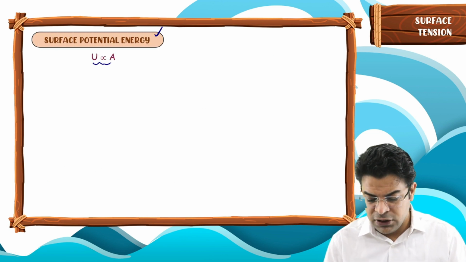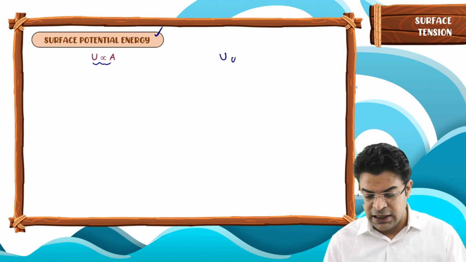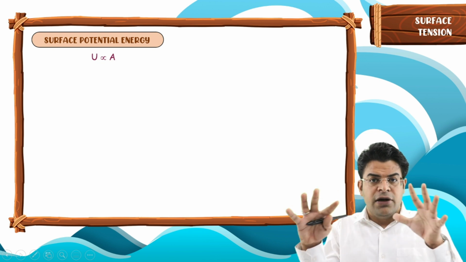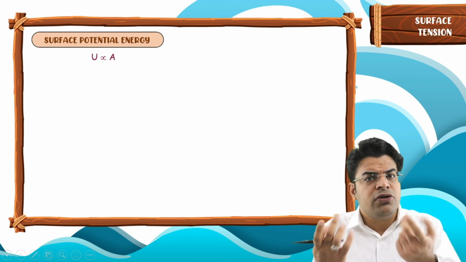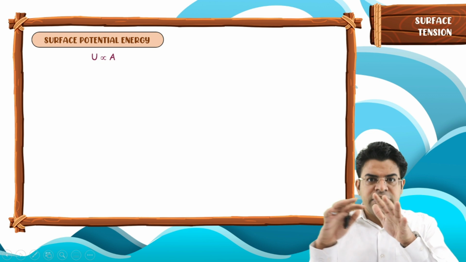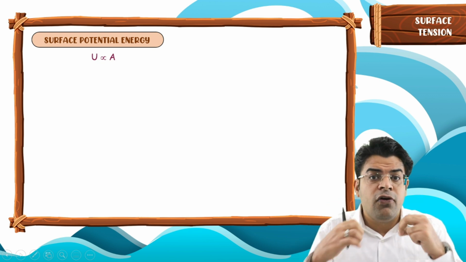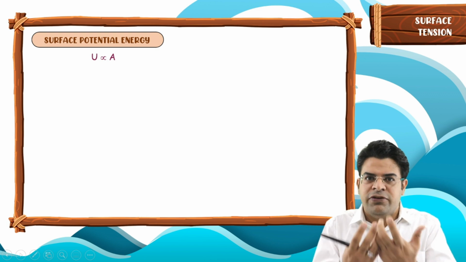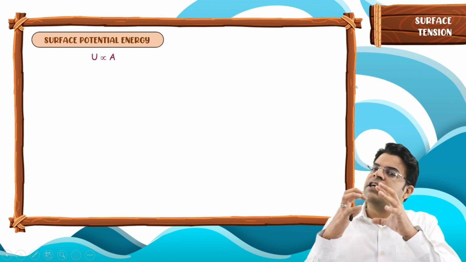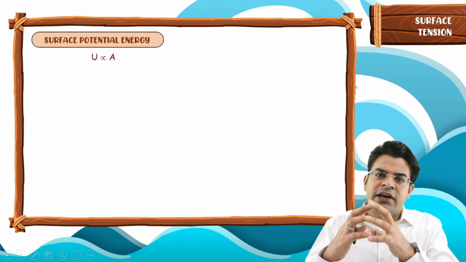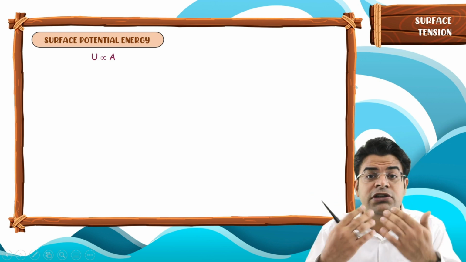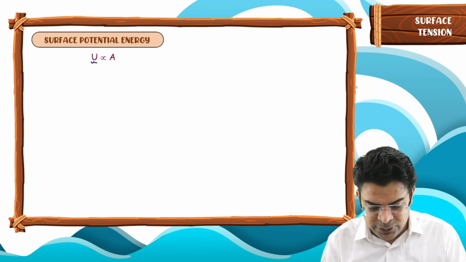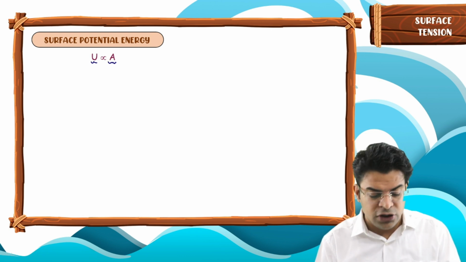Now we need to talk about surface potential energy even more. We know that the surface potential energy is directly proportional to the surface area. The more the surface area, the more the number of molecules on the surface. And the greater the number of molecules on the surface, the more negative work must have been done by cohesive force in bringing them to the surface, and the more the potential energy would have increased. So for a fluid, we say the surface potential energy is directly proportional to surface area.